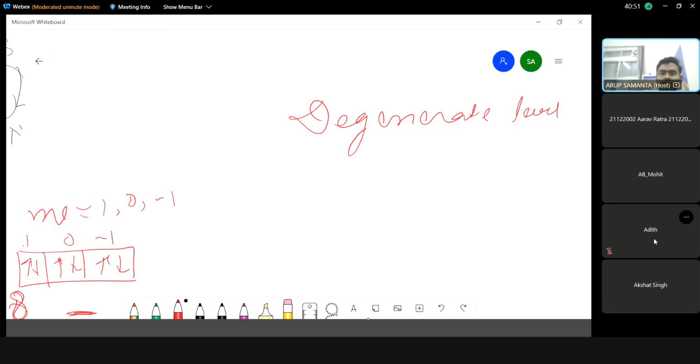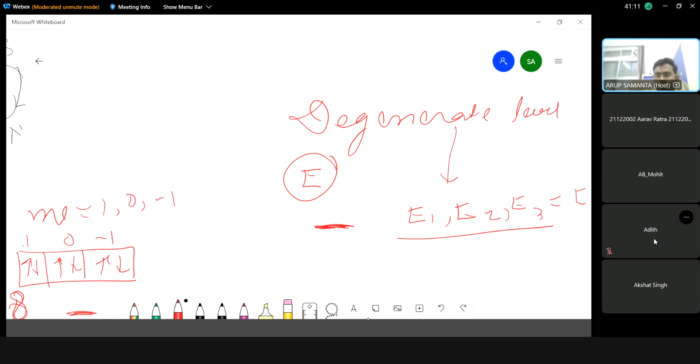What does it mean? If E is the energy level and it contains more than one state, maybe E1, E2 all have the same value, the same energy, then we call it the degenerate level. If it does not contain more than one electronic energy state, we call it the non-degenerate state. A non-degenerate state is the pure state.